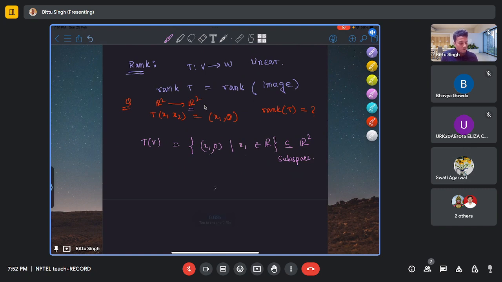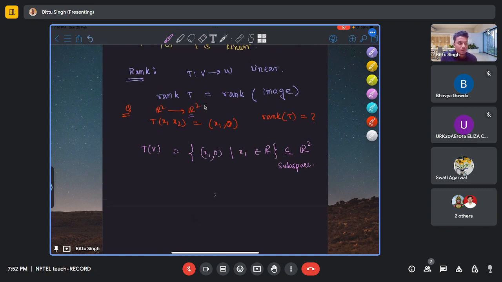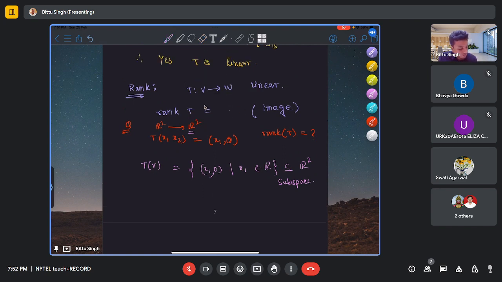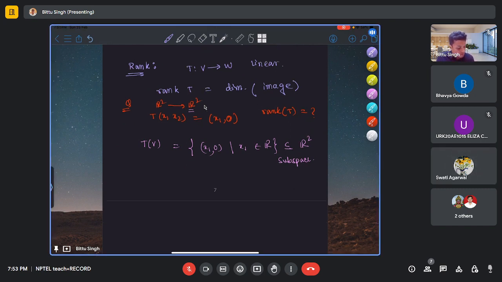So now, what will be rank of this image? Rank means this dimension. Okay, sorry. What will be the dimension of this image? So what will be your answer? You can see that this x1 comma 0 can be written as x1 times 1 0, right? So you can see that the image, this TV, it is actually generated by span of 1 comma 0.